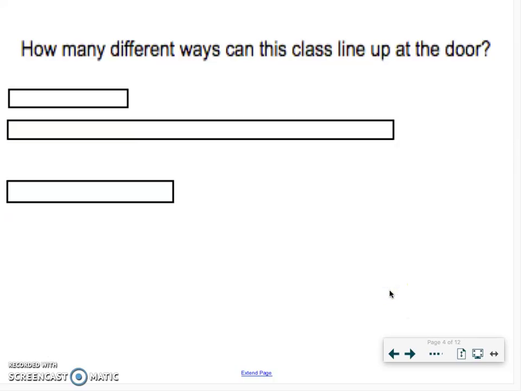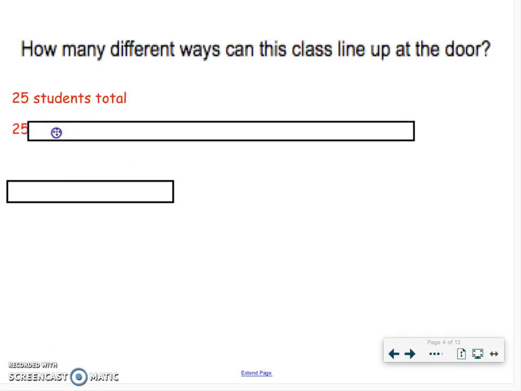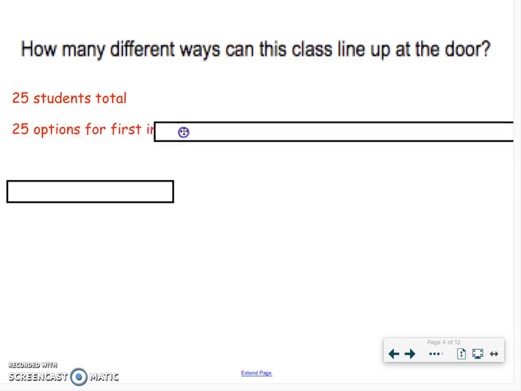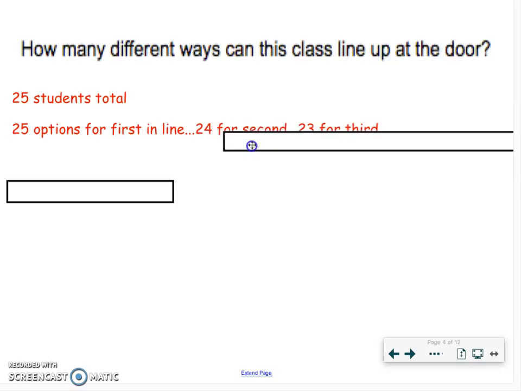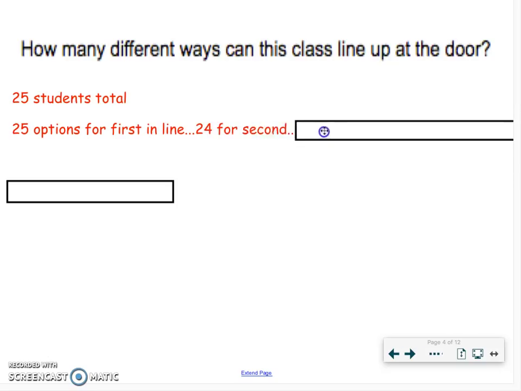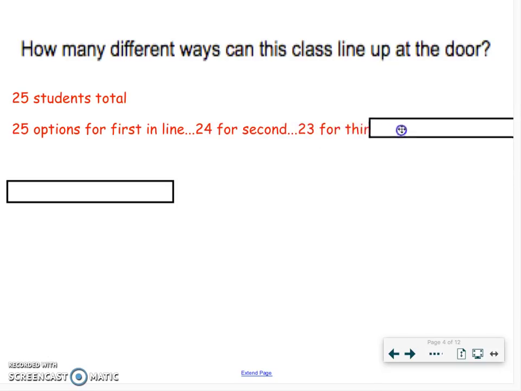Next, how many different ways can this class line up at the door? So let's say, for example, here we have a total of 25 students. When you do the counting principle, you'll notice that for the first spot, you have 25 different students to pick from. Then after that, you would have 24 for the second spot.